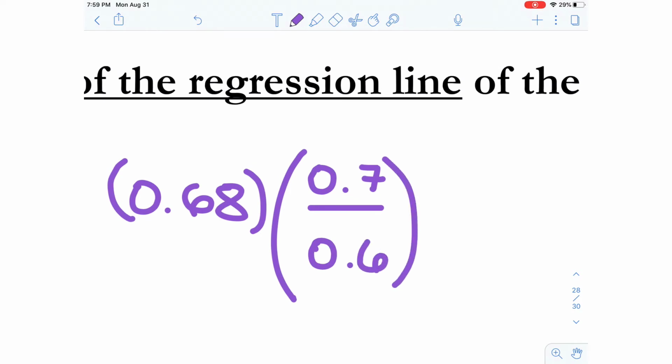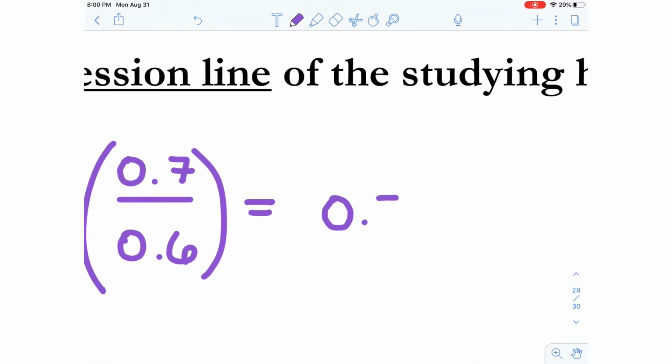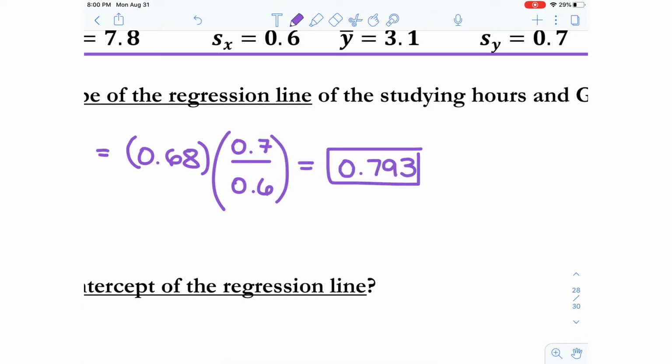So I'm going to literally just type it in my calculator. I'm going to do 0.68 times parentheses 0.7 divided by 0.6. Make sure you type it correctly, and we should get a decimal. That's 0.793. Okay, there we have it.